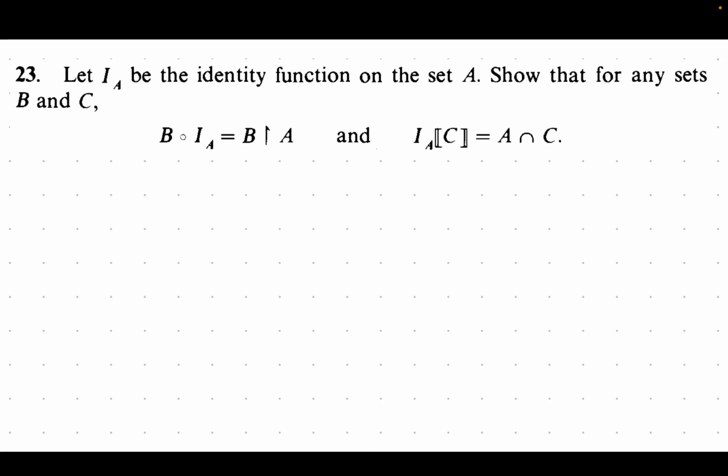Chapter 3, Exercise 23. Let IA be the identity function on the set A. Show that for any sets B and C, the composition of B with IA is equal to the restriction of B to A, and the image of IA under C is equal to A intersect C. Okay, let's do each one in turn.